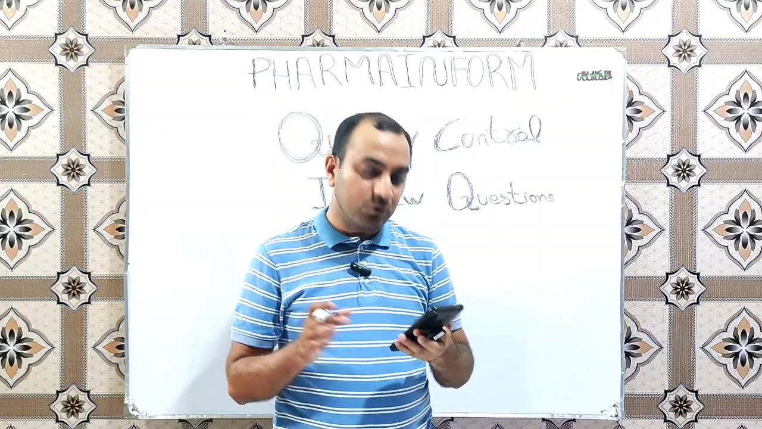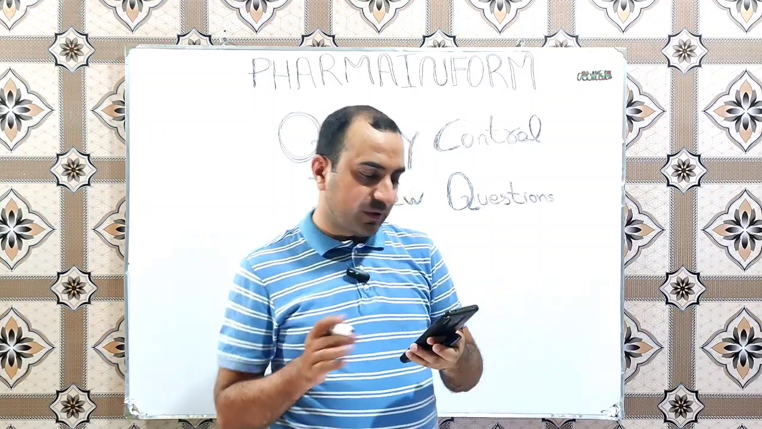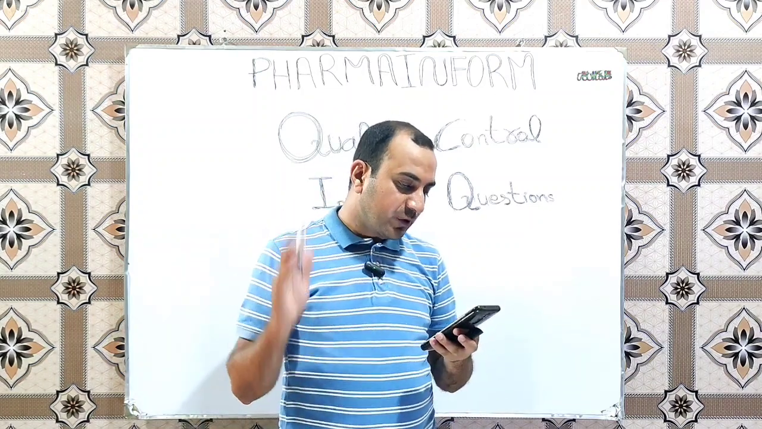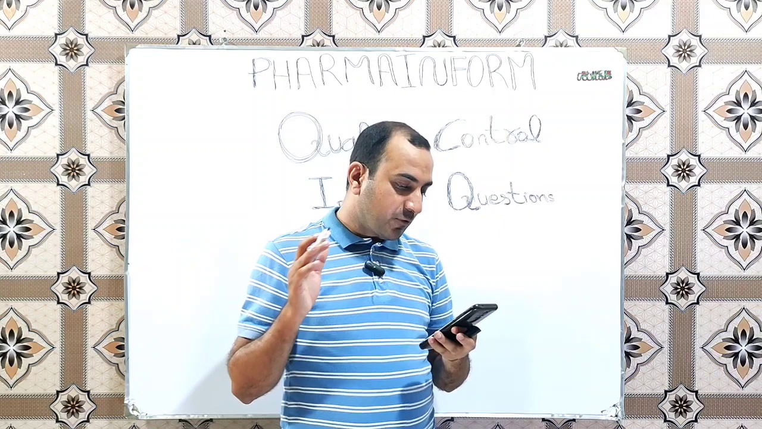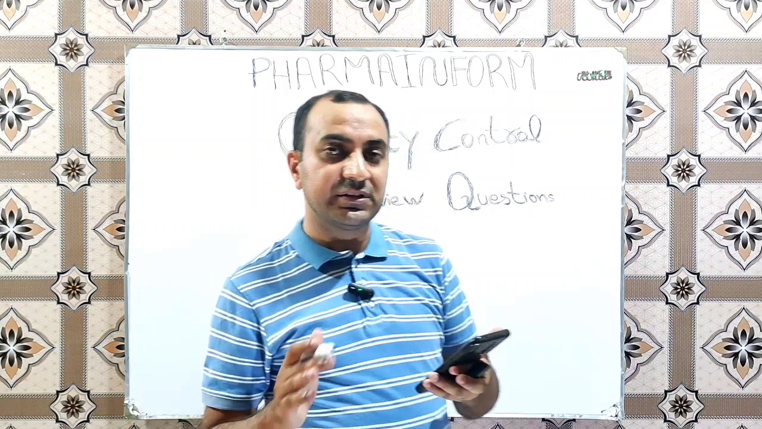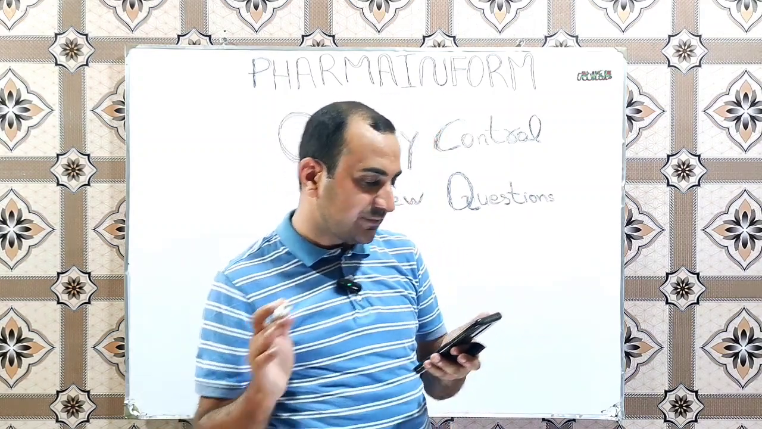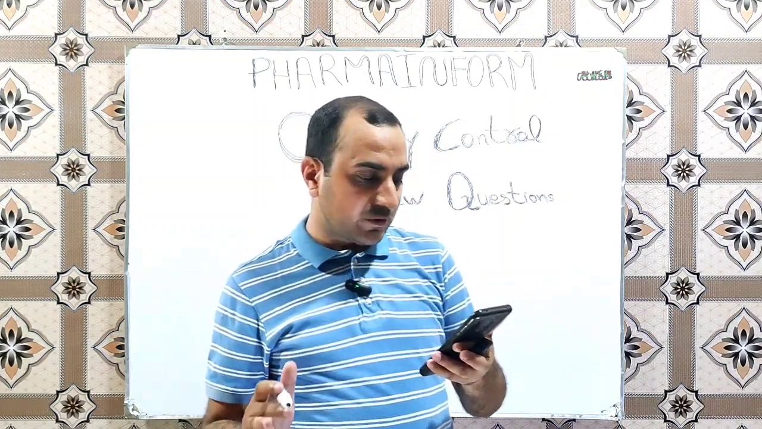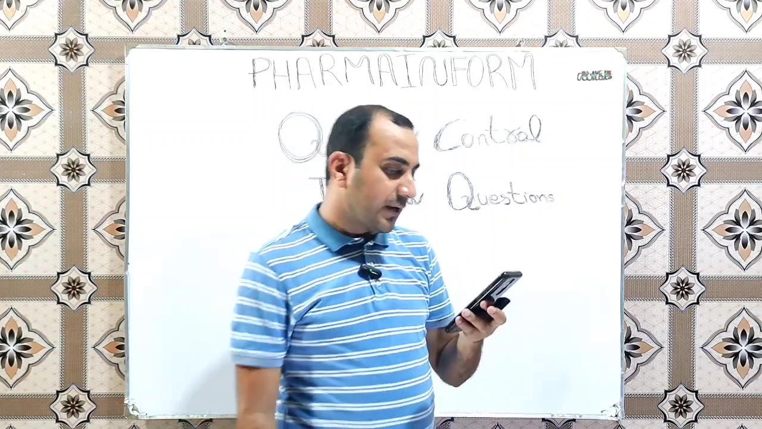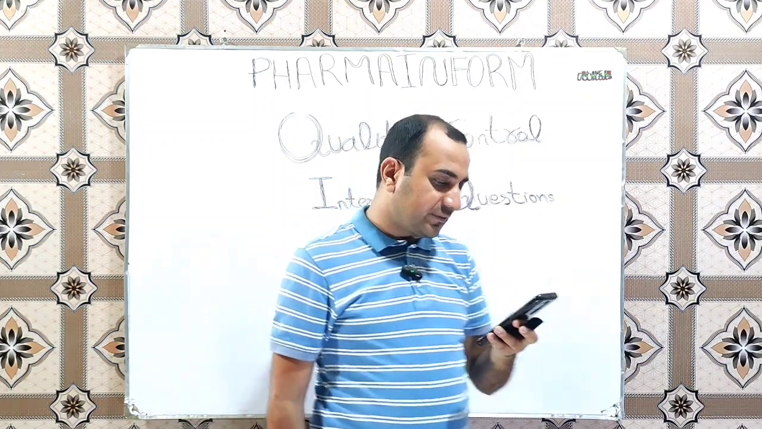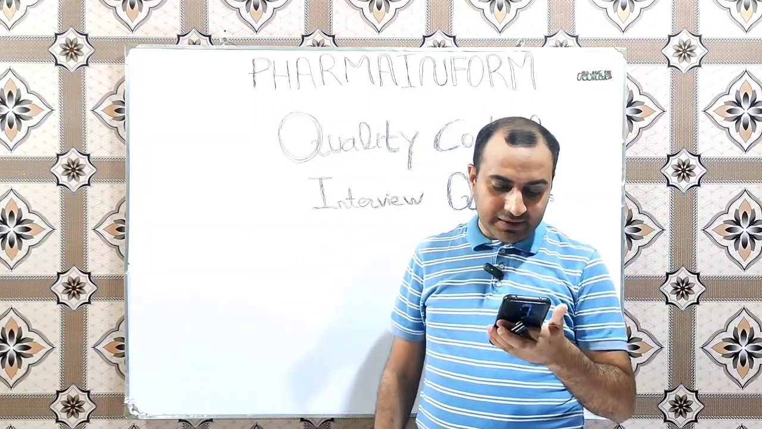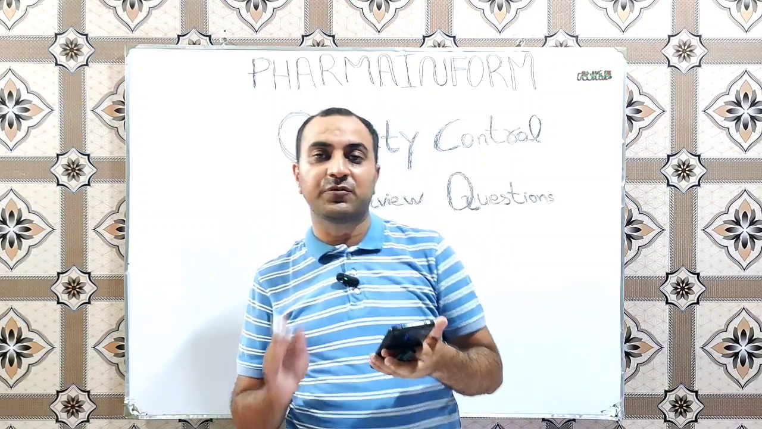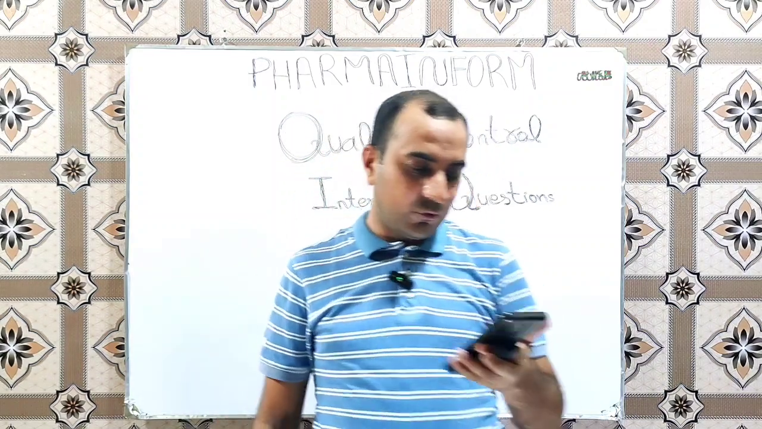Types of liquid chromatography: normal phase liquid chromatography, reverse phase liquid chromatography. What is normal phase liquid chromatography? The type of chromatography where stationary phase is more polar than mobile phase is known as normal phase chromatography. What is reverse phase liquid chromatography? The type of chromatography where mobile phase is more polar than stationary phase is known as reverse phase chromatography. This difference is commonly asked. So remember.